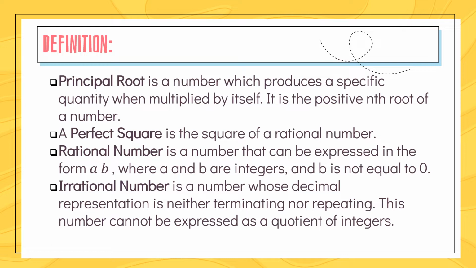First, principal root. It is a number which produces a specific quantity when multiplied by itself. It is a positive nth root of a number. A perfect square is the square of a rational number. Then a rational number is a number that can be expressed in the form A/B, where A and B are integers, and B is not equal to 0. An irrational number is a number whose decimal representation is neither terminating nor repeating. This number cannot be expressed as a quotient of integers.